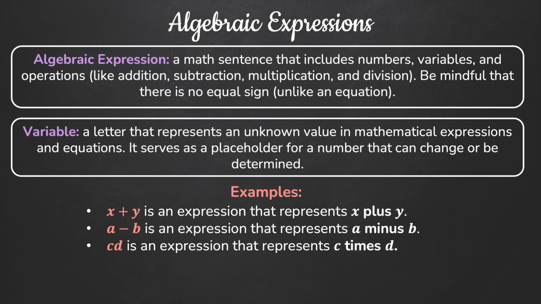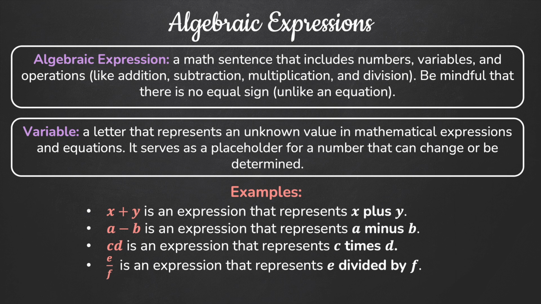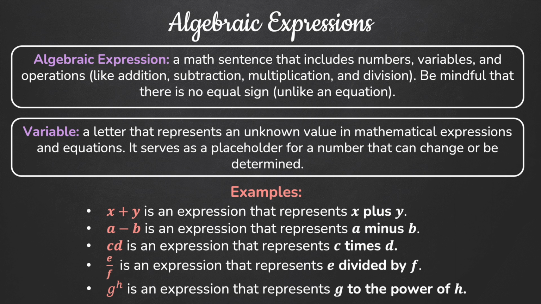Here we have cd, and whenever we don't see an operation in between variables, that means multiplication. It's the same as having a coefficient in front of a variable. So here we have c times d. Here we have e over f, which is e divided by f. And here we have g to the power of h, which represents an unknown base and exponent.